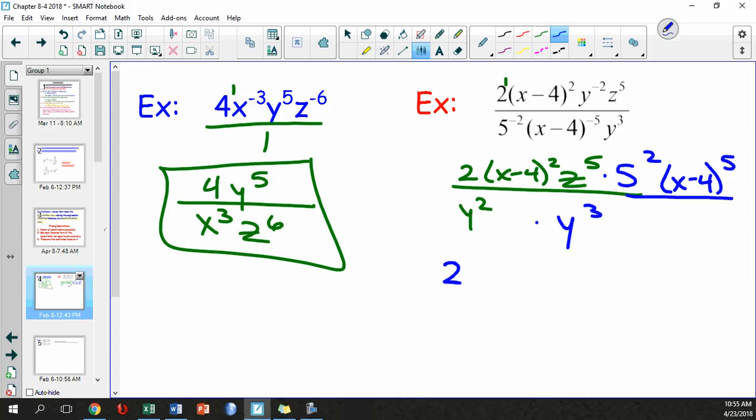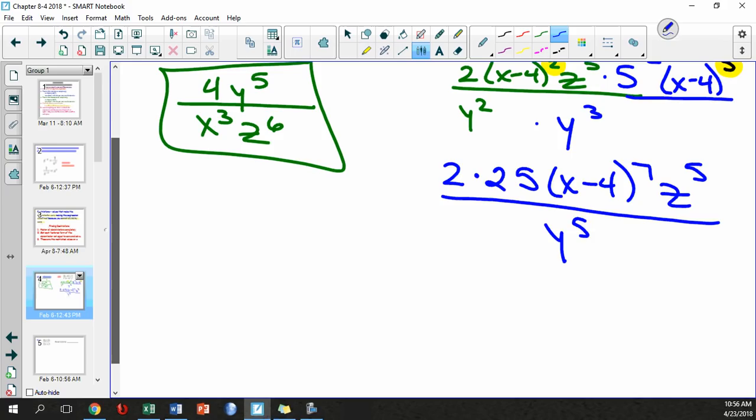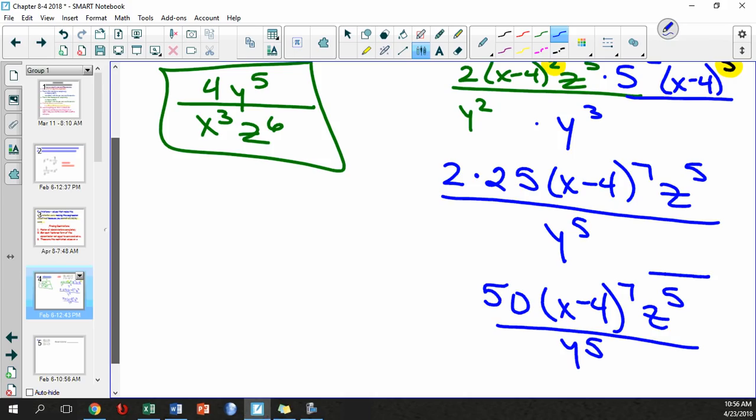So this is going to be 2 times, what is 5 squared? 25. How many x minus 4s do I have? I have 2 here, and I have 5 there to give me a grand total of how many? Give you a grand total of 7. And this is z to the 5th all over. How many total y's do I have now, bottom? 5 of them. And what is 2 times 25? 50. X minus 4 to the 7, z to the 5th over y to the 5th.